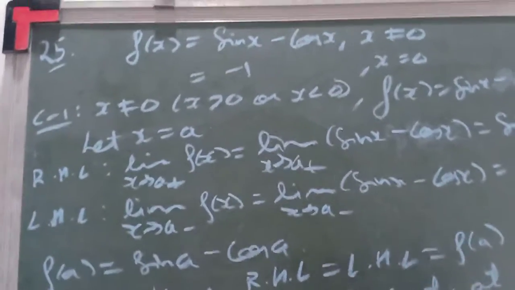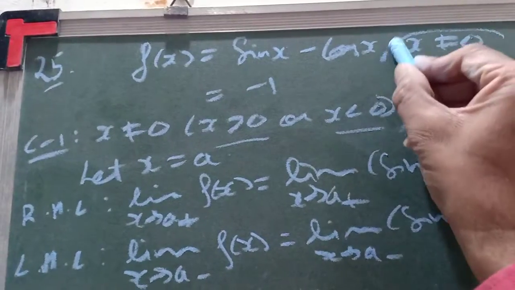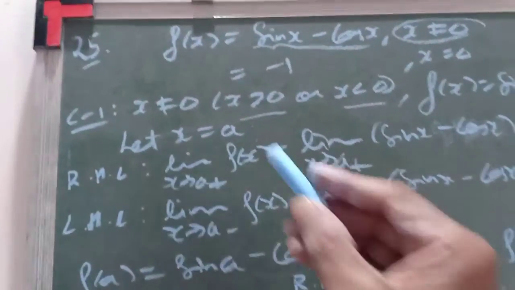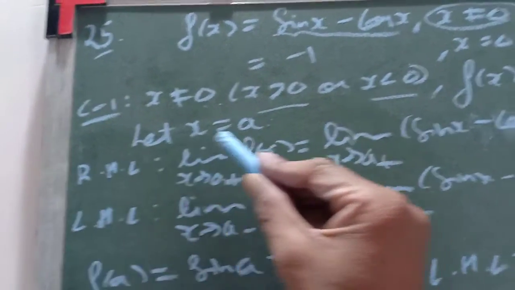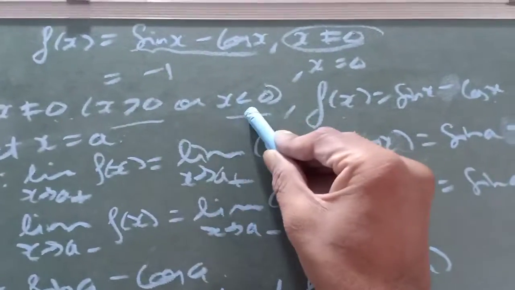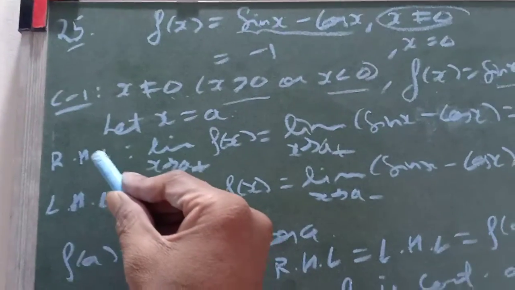But here we will merge 2 cases, that is x greater than 0 and x less than 0, because only one function can be formed when x is not equal to 0. So case 1, x is not equal to 0, let x equal a. The function will remain the same, f(x) equals sin x minus cos x, whether x is greater than 0 or less than 0. So first we will find the right hand limit.